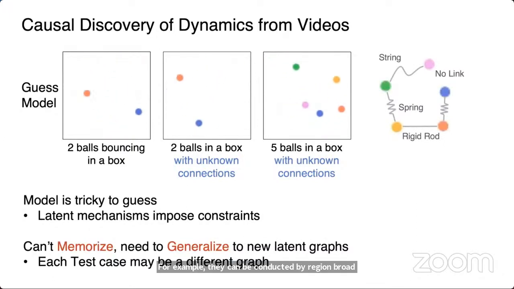Notice that you could train a model on a particular dataset to just learn that particular system. But what if I change the underlying graph and the latent interactions between the constituent components? They will cause trouble for the model to generalize. In many of these cases, you cannot memorize. You have to generalize to new latent graphs.